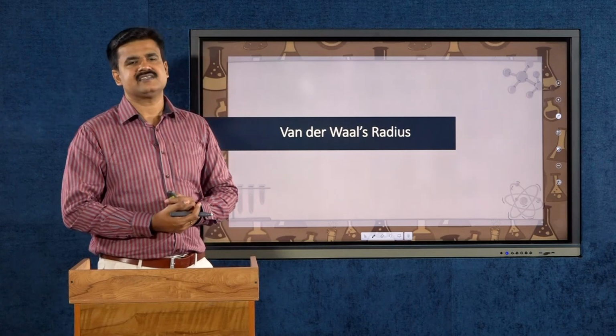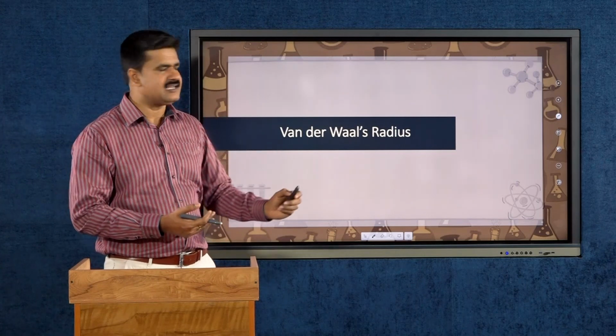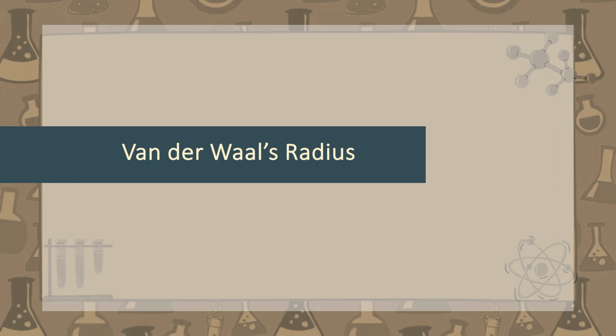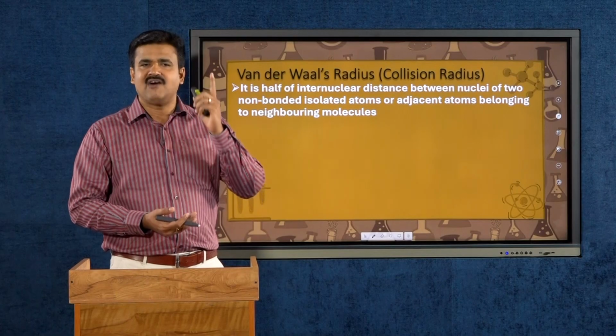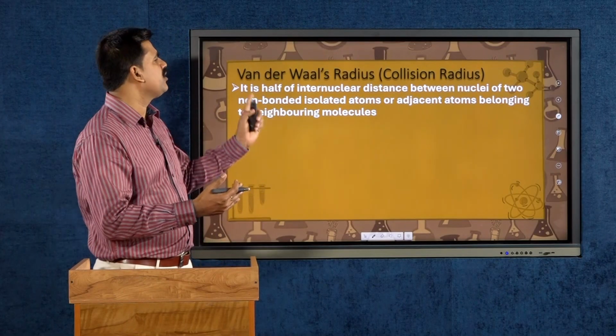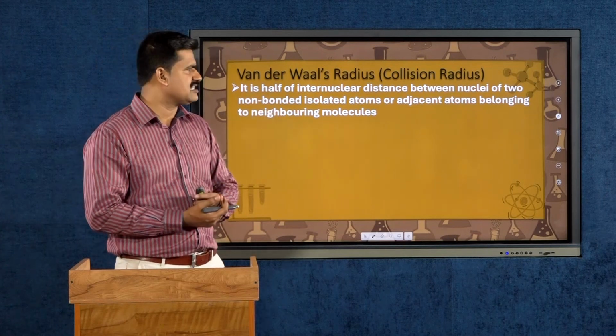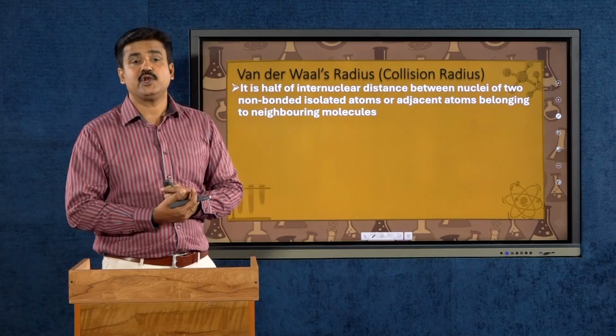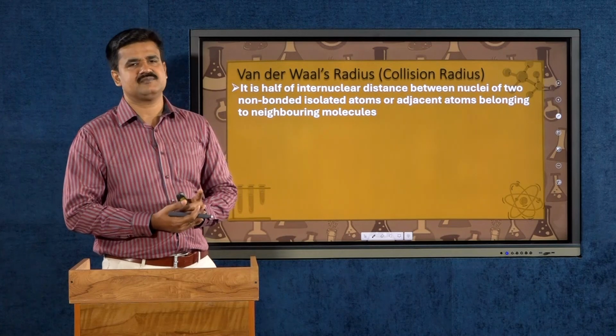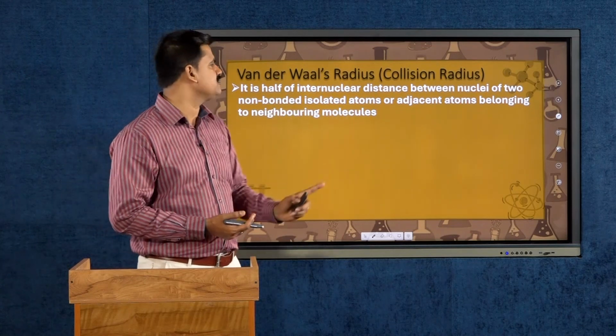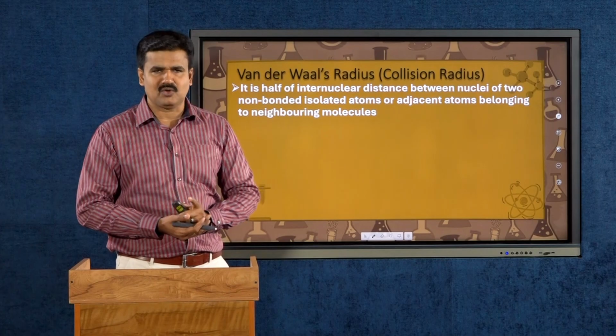The third category of atomic radius is here, that is nothing but van der Waals radius. Van der Waals radius is defined as 1/2 the internuclear distance between nuclei of two non-bonded isolated atoms, or adjacent atoms belonging to neighboring molecules.